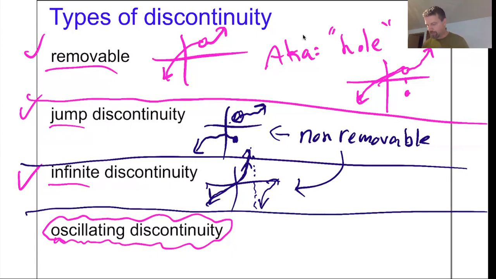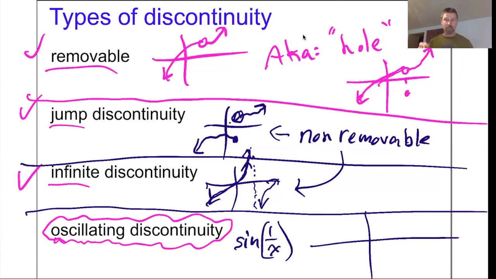All right, oscillating discontinuities. They're also non-removable. They're kind of cool looking ones. One good example is sine of 1 over x. Oscillating functions are functions that go up and down, so sine would be an oscillating function. If I graph this one in particular, it would go up and down, but the waves would be slow at first, and then the closer I get to 0, the faster these waves would go up and down. They just get crunched. And by the time you get to 0, they're going up and down infinitely fast.